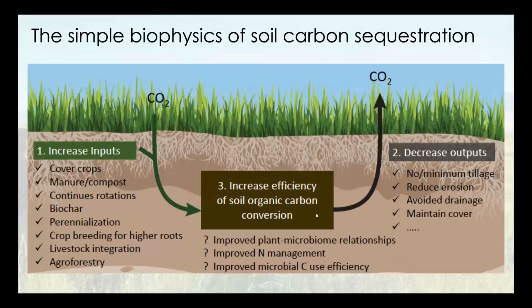A combination of these two approaches is increasing the efficiency of soil organic carbon conversion. This is a process that's happening in the soil. As that carbon makes its way into the soil, there are plant microbe interactions. Those interactions mediate the amount of carbon that stays in the microbial bodies, the amount of carbon that gets a chance to attach to soil particles, and the amount of carbon that gets respired back out as CO2.